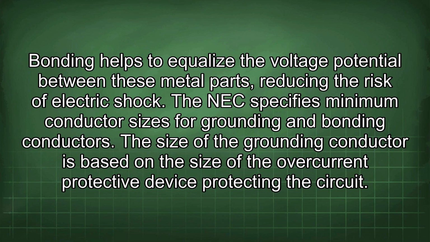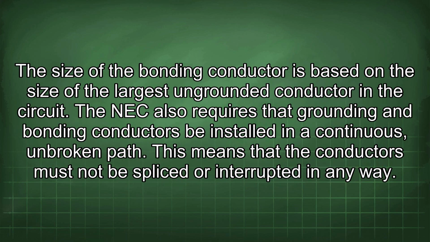The NEC specifies minimum conductor sizes for grounding and bonding conductors. The size of the grounding conductor is based on the size of the overcurrent protective device protecting the circuit. The size of the bonding conductor is based on the size of the largest ungrounded conductor in the circuit.